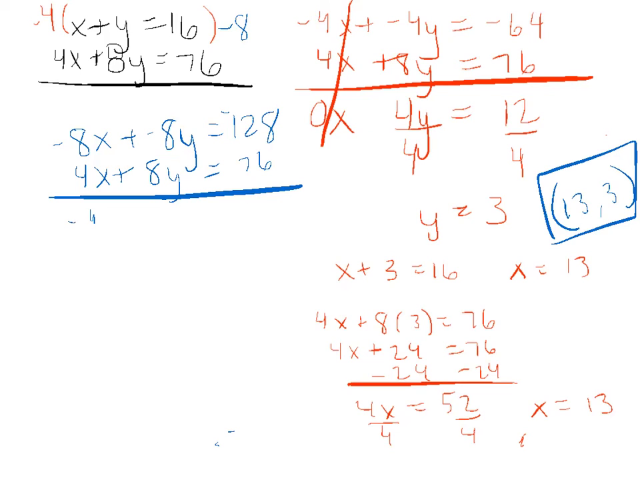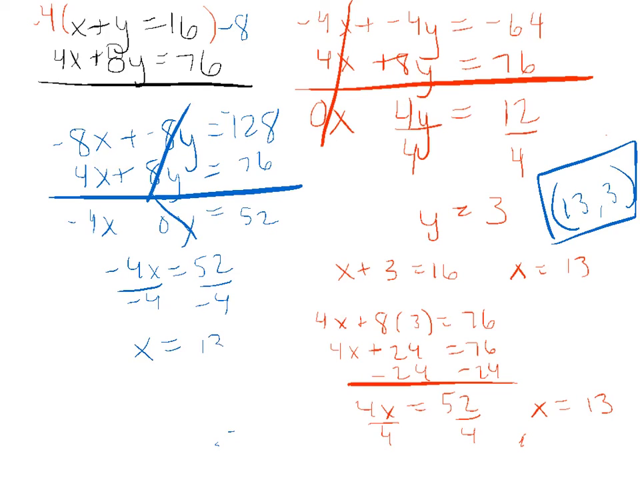Now if I were to add them together, -8x plus 4x would be -4x. -8y plus 8y, that cancels out and makes my 0y's. That's what I was hoping for. And then -128 plus 76 would give me -52. Solve for the x, so I've got -4x equals -52. Divide by -4, divide by -4. x equals 13. Same answer as I got before.